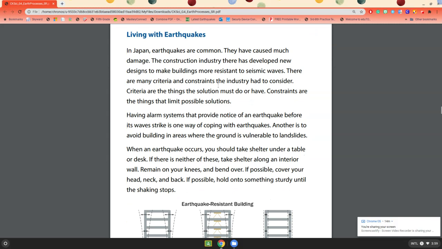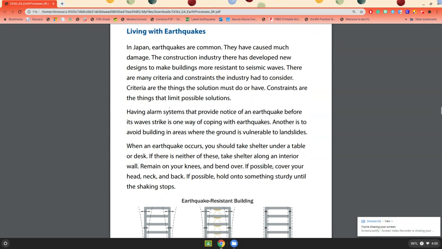Living with earthquakes. In Japan, earthquakes are common. They have caused much damage. The construction industry there has developed new designs to make buildings more resistant to seismic waves. There are many criteria and constraints the industry had to consider. Criteria are the things the solution must do or have. Constraints are the things that limit the possible solutions.